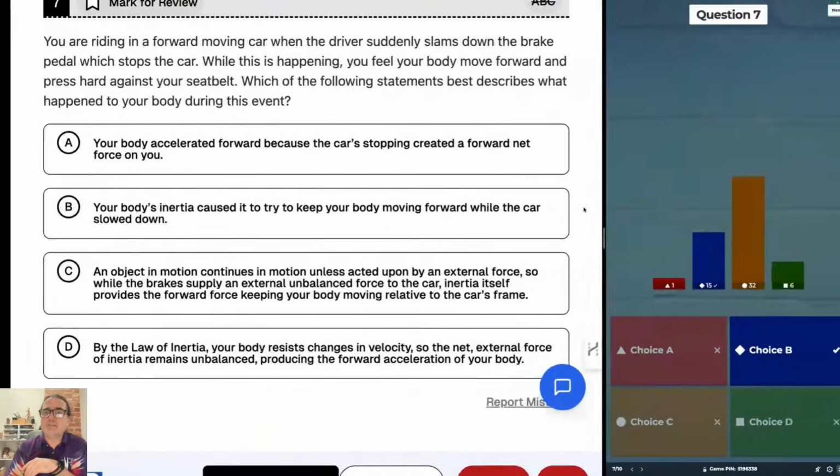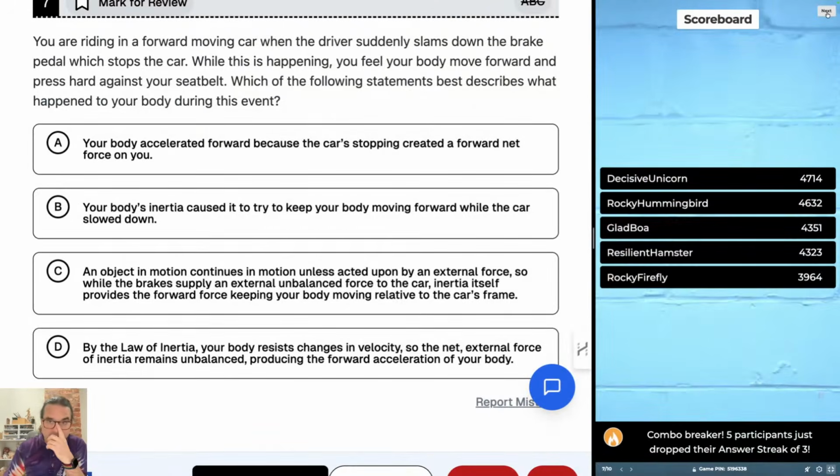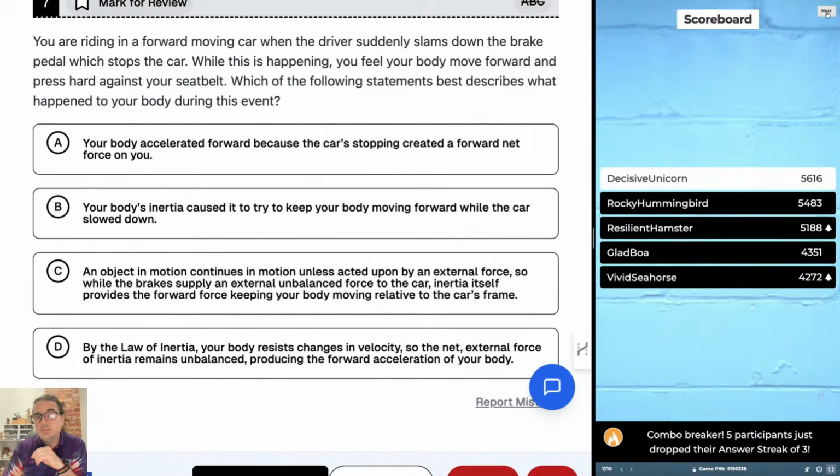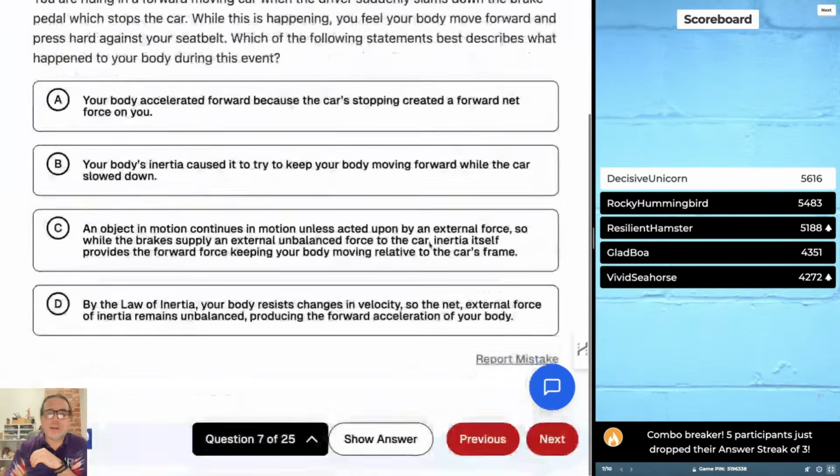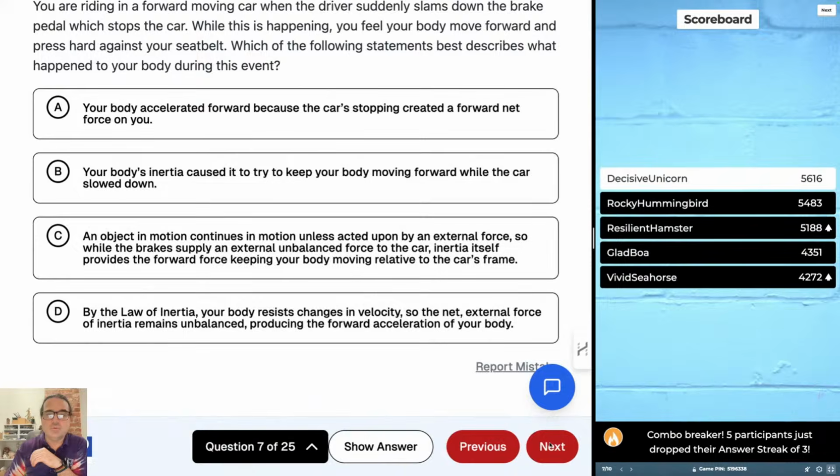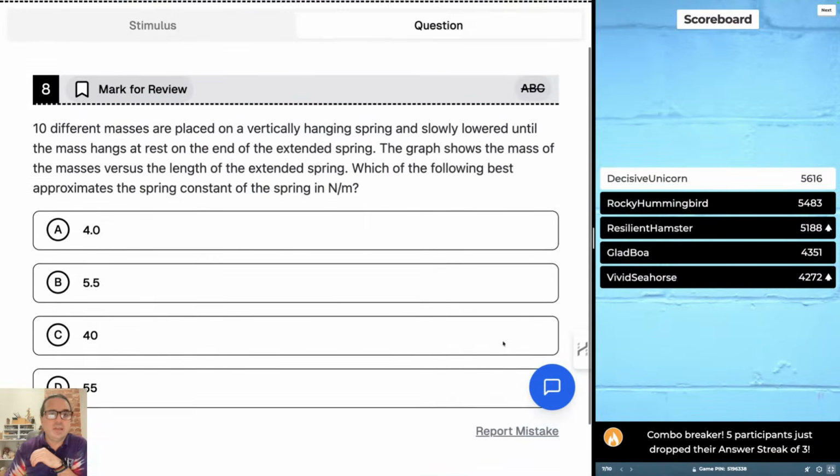All right, moving on to question 8. Let's see if Decisive Unicorn pulled ahead, I think, a little bit there. All right, so moving from question 7 to question 8.